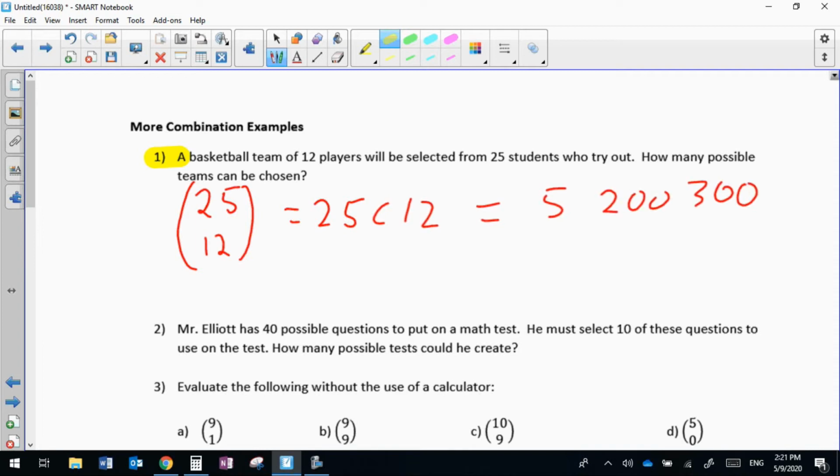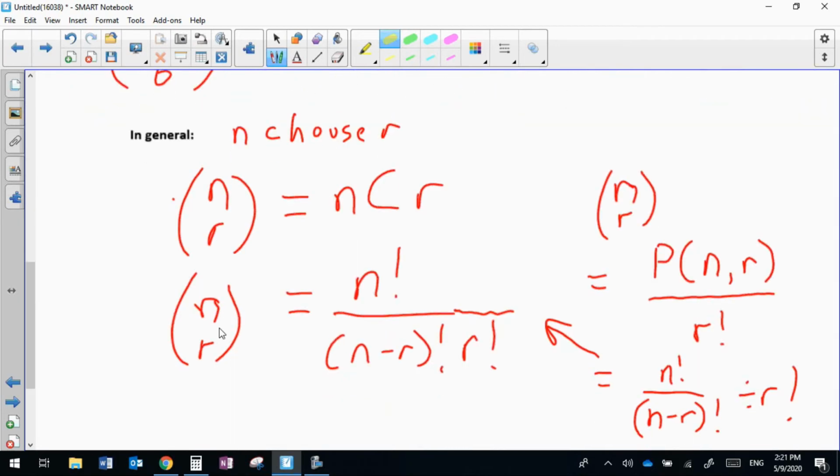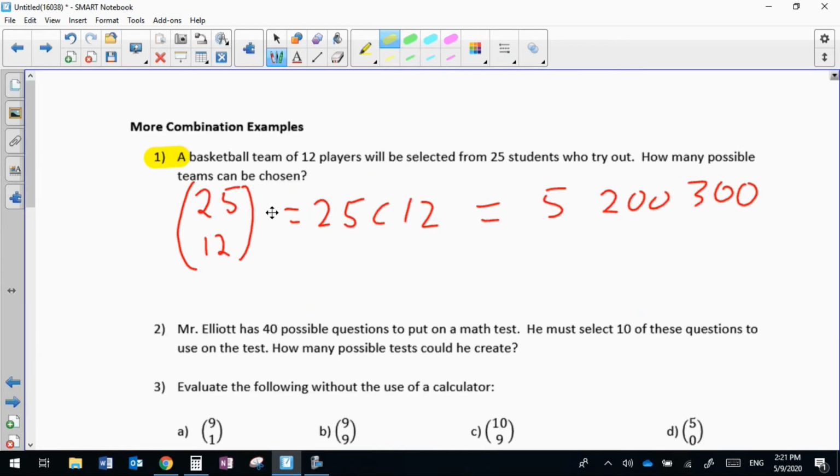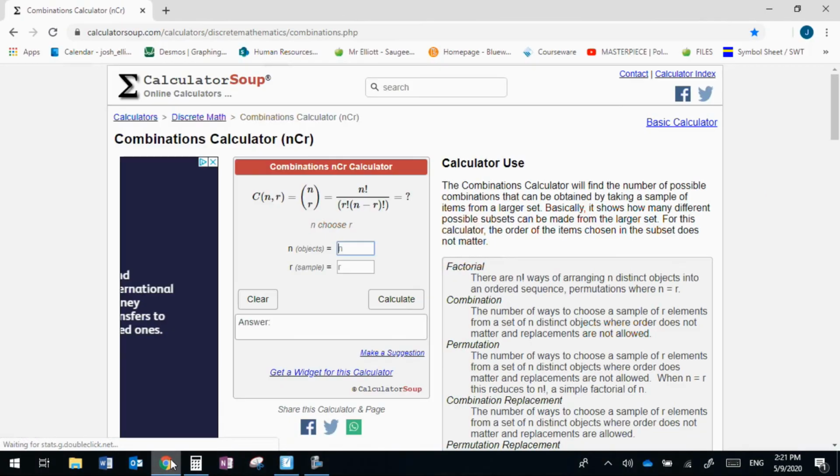5,200,300. Now, if you don't have an nCr button on your calculator, there's a few options. One option is you could technically use this formula right here. You could just use the factorial button if you have that factorial button. So in this case, that would be 25 factorial divided by 12 factorial divided by 13 factorial. Or you could Google a combination calculator. I Googled combination calculator and I got this N choose R calculator. So it allows you to do that as well. So feel free to use that.